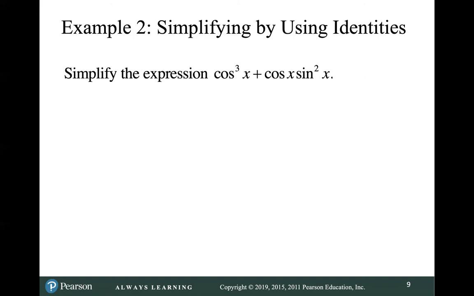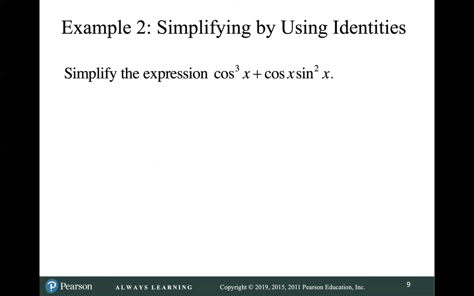Let's see if we can use one. I have a couple examples here. So the first one, we want to simplify by using the identities. I have cosine cubed x plus cosine of x times sine squared of x, and I want to simplify this.